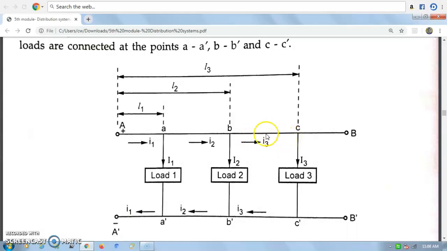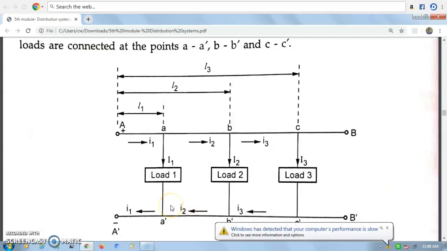Right. Similarly, consider the return path: A dash to A dash. Next A dash to B dash. Next B dash to C dash. Similarly, you have to consider the drop in the return path also. Now R dash.